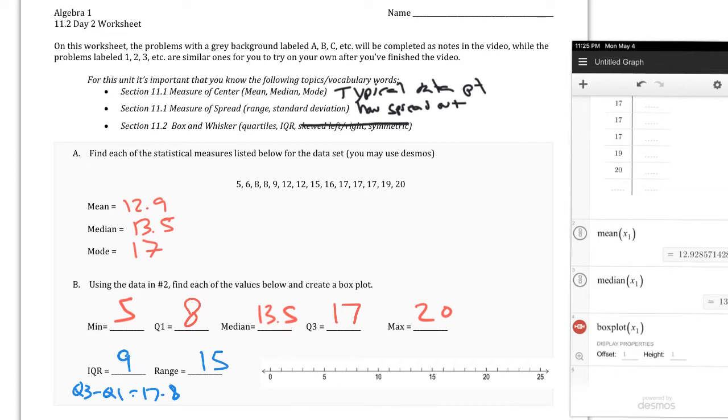And I can use that to make my box and whisker plot here, where I have my min and my max. My Q1 is at 8, 5, 6, 7, 8, 17, and then 13 and a half, 10, 11, 12, 13 and a half right there. And so there's our box and whisker. So below this, you'll see problems 1 and 2. After the video, you can go back and model 1 and 2 off of how we did A and B. Moving on to the next page.